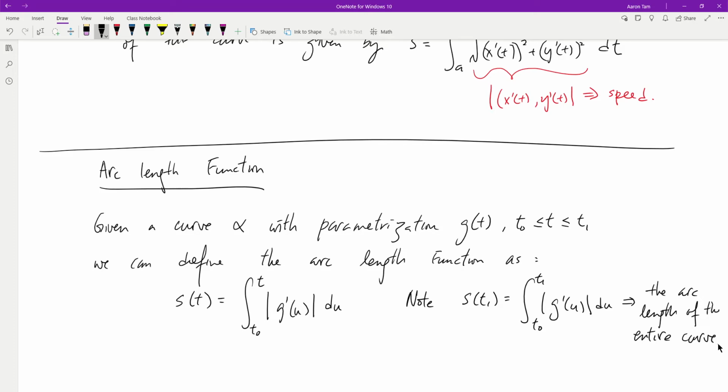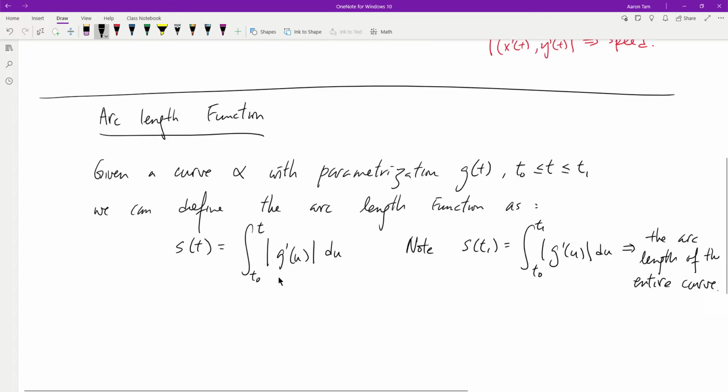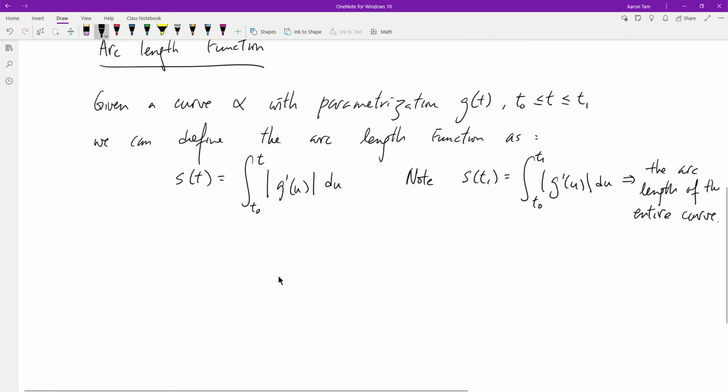Because t sub 0 is the beginning point. If you put in s of t sub 1, then you're basically finding the length from t sub 0 to t sub 1. Since the curve ends at t sub 1, that gives you the entire length of the curve. So this is what we refer to as an arc length function.